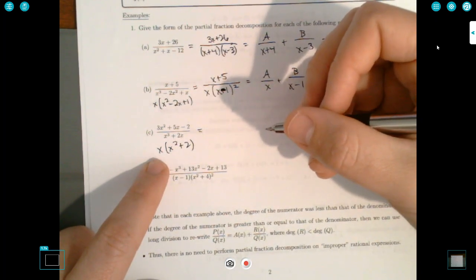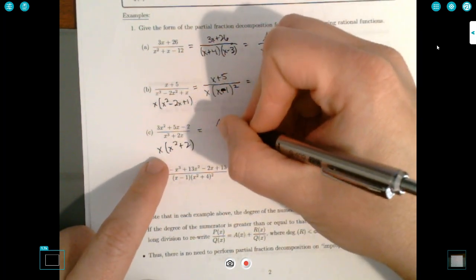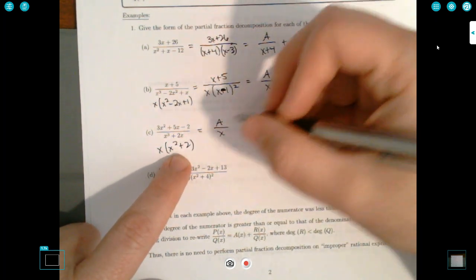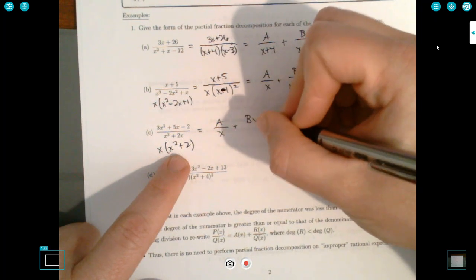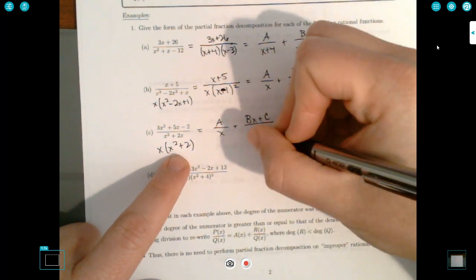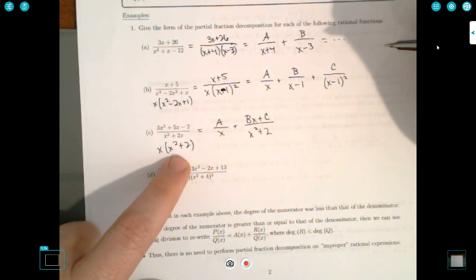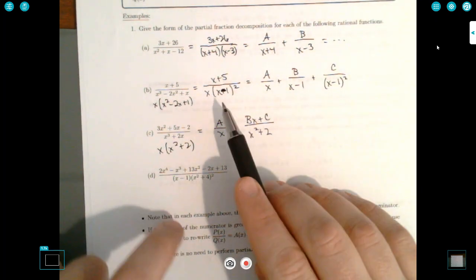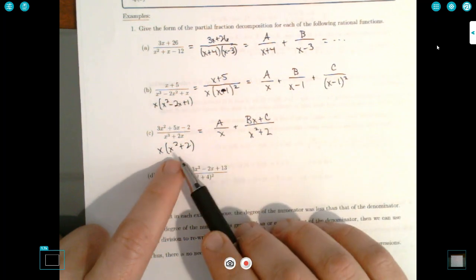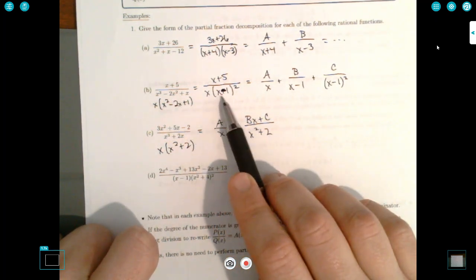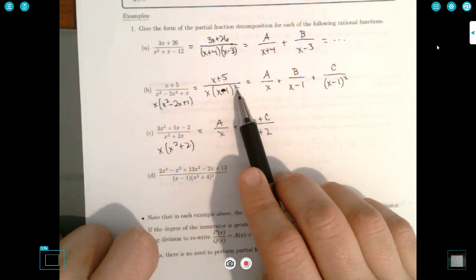So the partial fraction that corresponds to the x is just going to be a over x. But the partial fraction that corresponds to the x squared plus 2 is going to be bx plus c over x squared plus 2, because it's a quadratic. So notice the difference between this one and this one. Here we have a quadratic factor repeated once. Here we have a linear factor repeated twice.